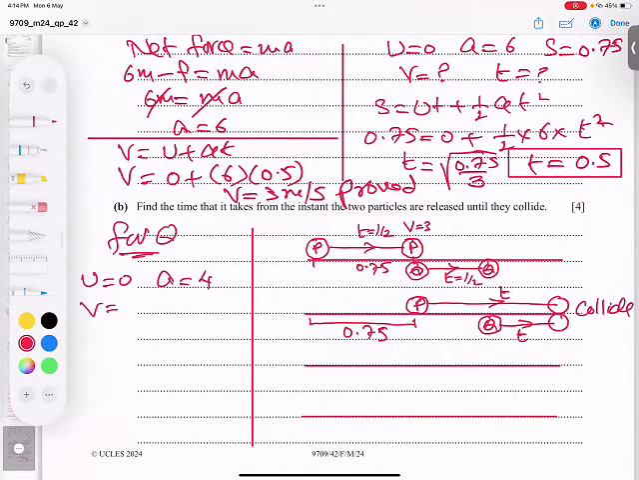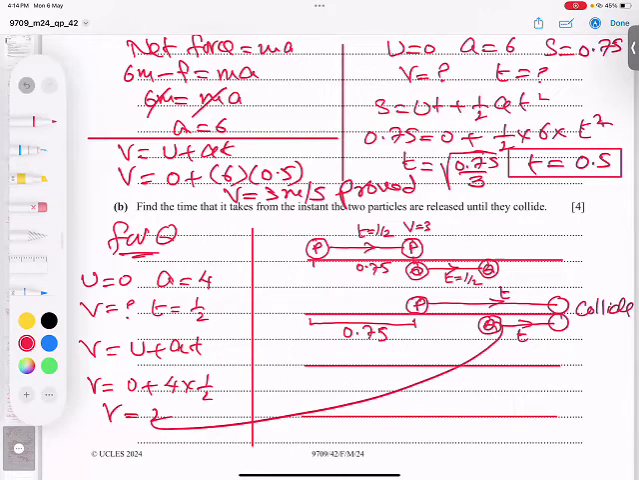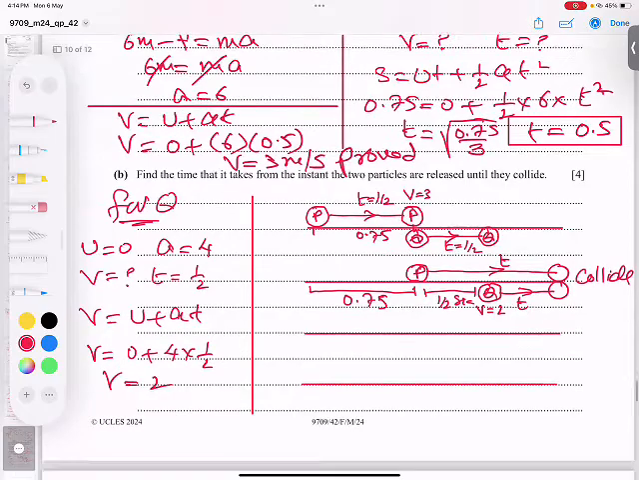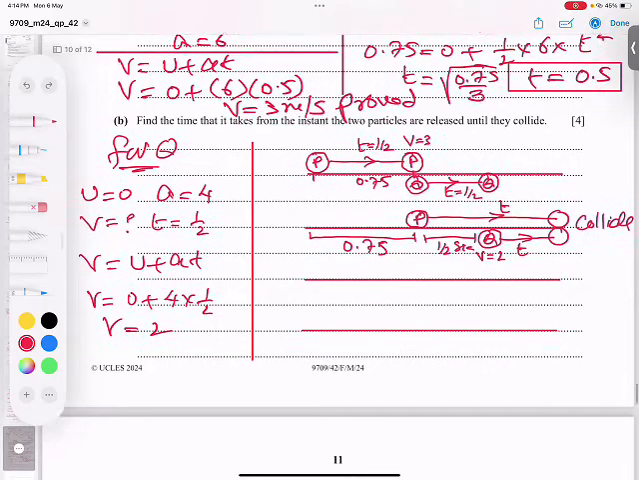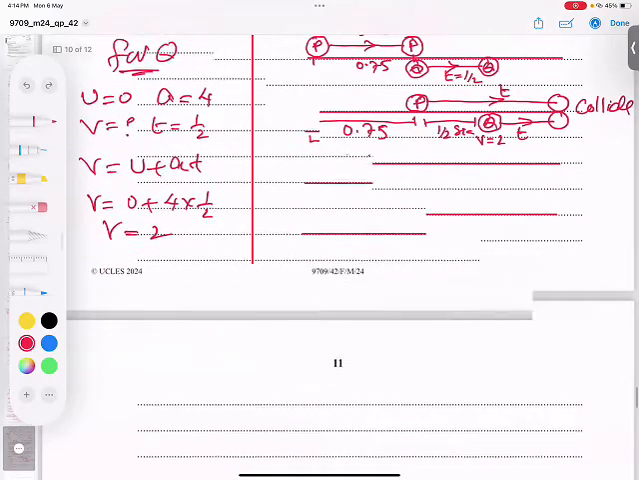So let's find the speed at the moment when half a second has gone. v equals u plus at. v is the target, u is 0, acceleration is 4, time is half. So the velocity at this moment is 2. And this time is half a second. Now, students, it means at this moment, can I say the distance traveled from here and the distance traveled here? So let's work this out.